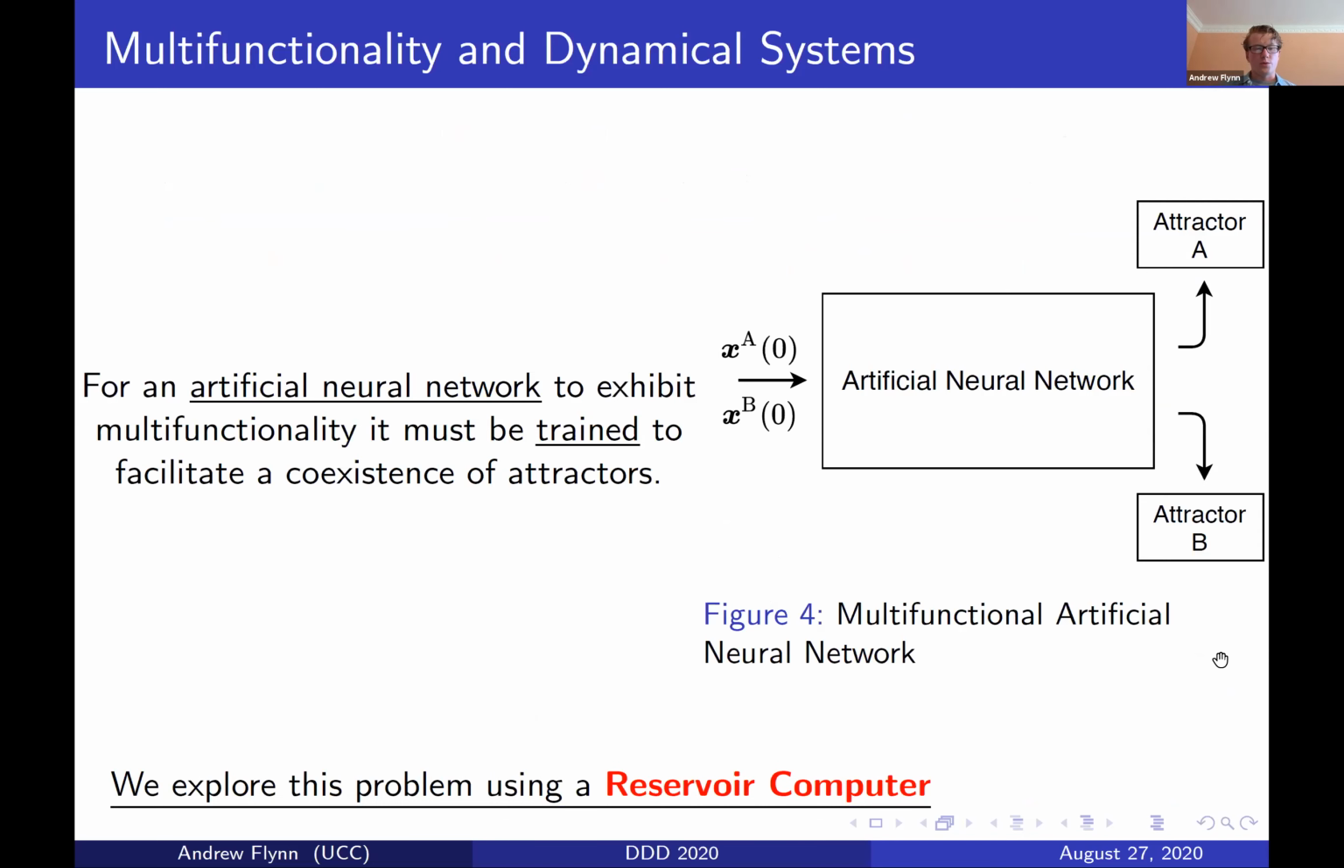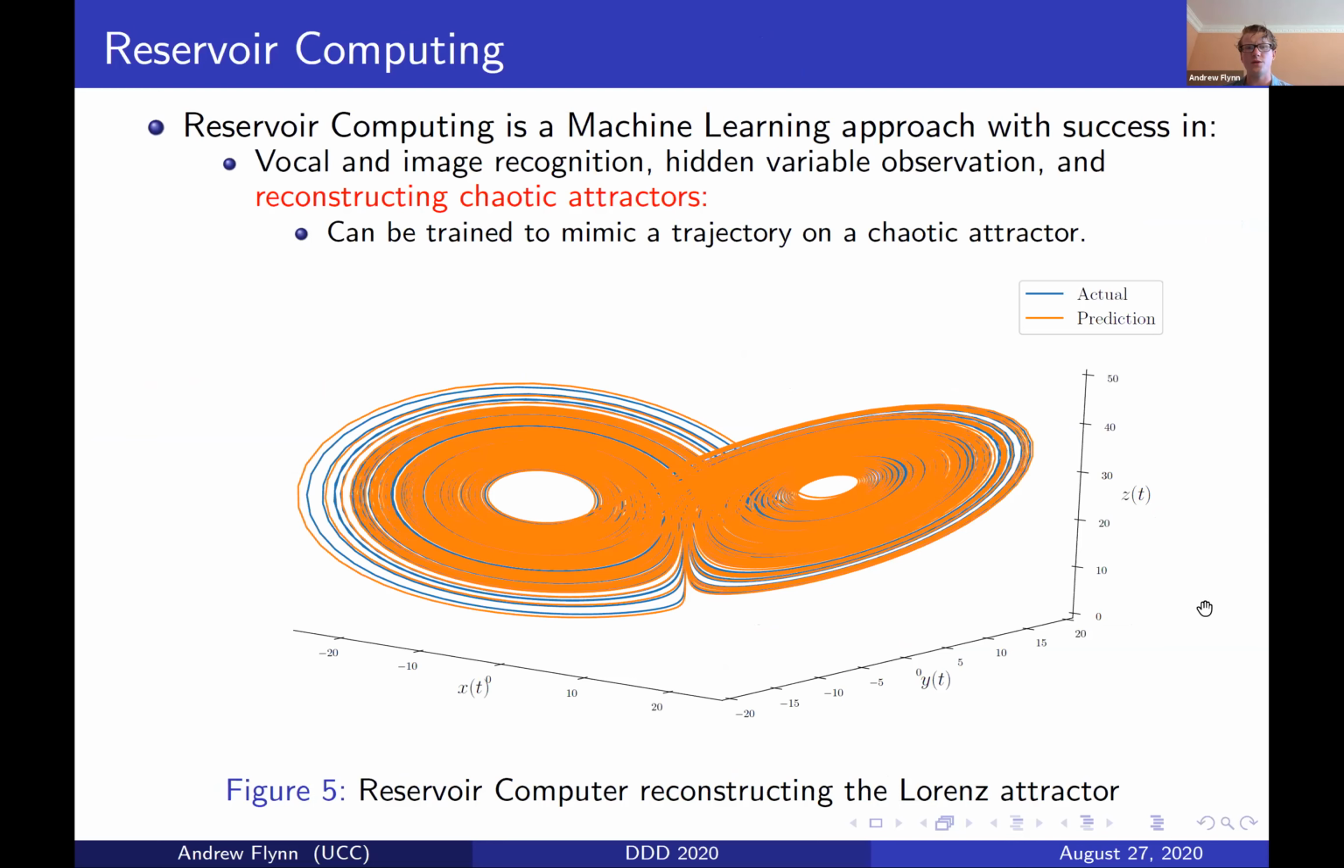And the approach I took was to explore this problem using a reservoir computer. A reservoir computer is a type of neural network and a machine learning approach with particular success in vocal and image recognition problems, hidden variable observation problems, and most important for our problem, in reconstructing chaotic attractors. So the reservoir computer can be trained to mimic a trajectory on a chaotic attractor.